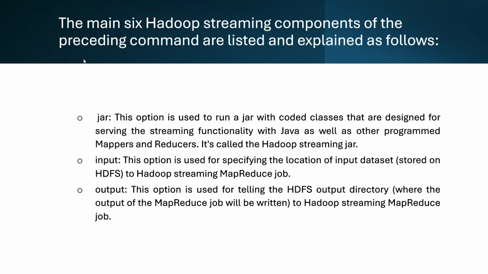And again, there are six important streaming components. These are used for the execution. For example, the jar file is used to run the coded classes that are designated. So we know that is a jar file. Then the input is given as a dataset or text file to the mapper function. Then we have the output.